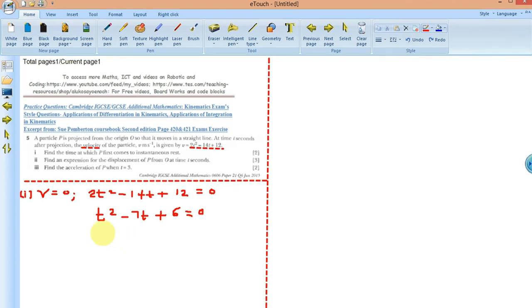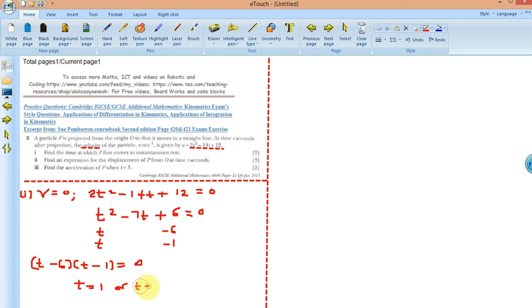Now I can use my shortcut. Break this one down: 6 times 1 will give me 6, and I want the sum to be 7. So minus 6 times minus 1 will give me 6, and minus 6 plus minus 1 gives me minus 7. So therefore I have t minus 6 and t minus 1. I know you know how to factorize, guys, especially this type of function, where you don't need to use completing the square or the quadratic formula. Just use your factor method. So t equals 6 or t equals 1.